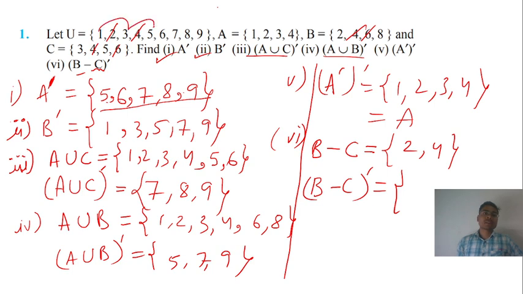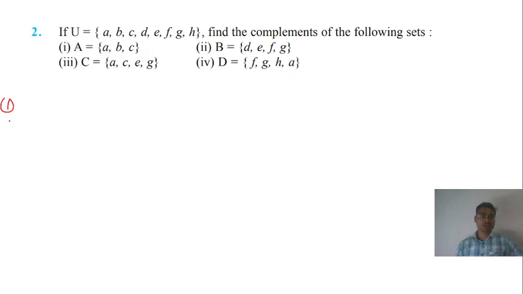So all the elements that are left here are the B difference C whole complement: 1, 3, 5, 6, 7, 8 and 9. So this is the answer for B difference C whole complement. Got your answer? Okay, coming to question number 2.